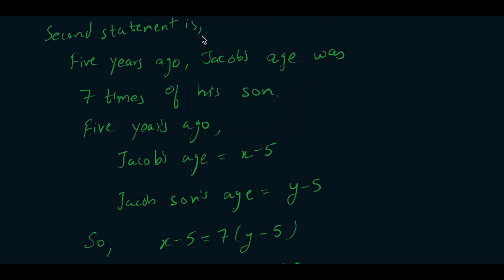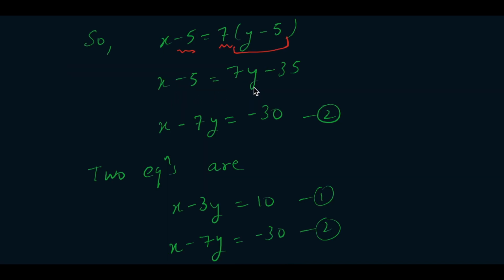Now our second statement is 5 years ago Jacob's age was 7 times that of his son. 5 years before today Jacob's age was 7 times that of his son. So 5 years ago Jacob's age is x minus 5 and 5 years ago Jacob's son's age is y minus 5. So according to the statement x minus 5, that is Jacob's age, is 7 times the age of his son, that is y minus 5. So we can write it as x minus 5 equals 7y minus 35. So this 7y can go on the left hand side and this minus 5 can go on the right hand side. So our equation becomes x minus 7y equals minus 30.